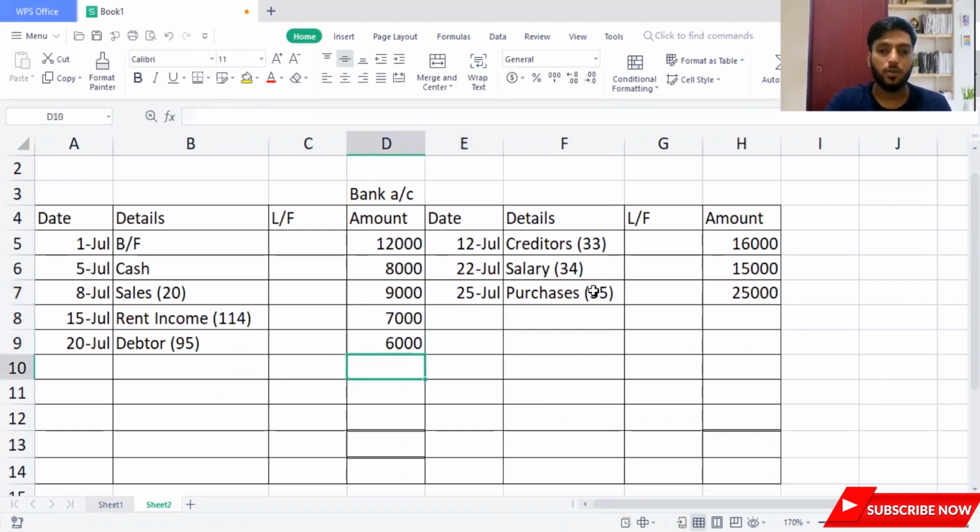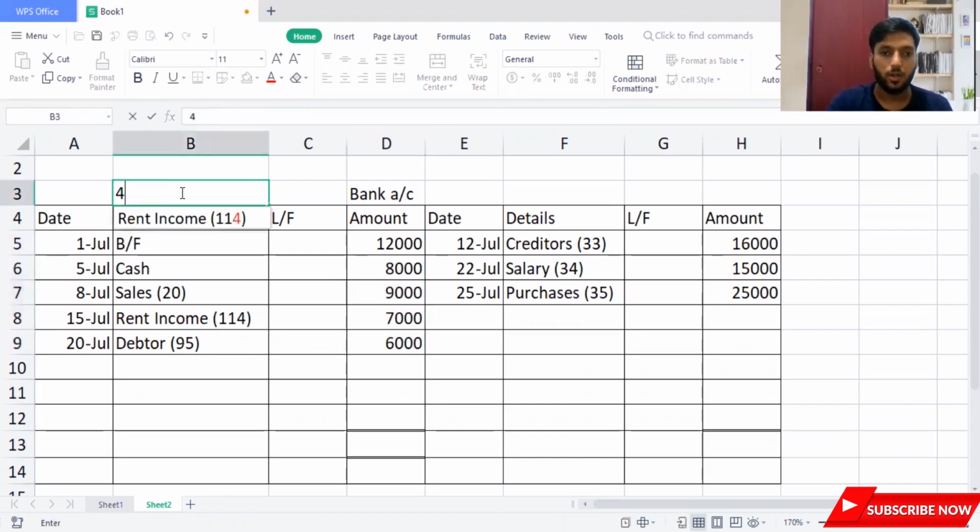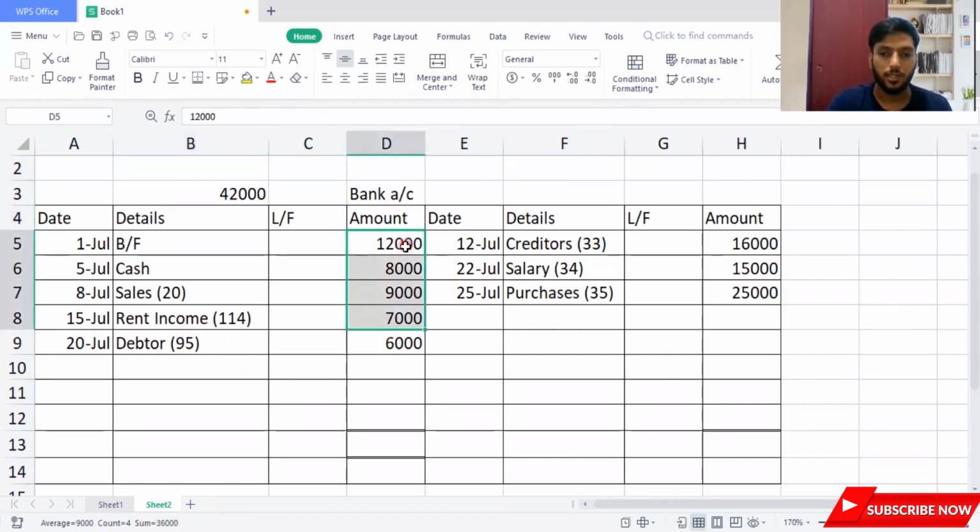Now I'm going to take the total value on both sides. You might see the debit value. What is the debit value? You can write here 42,000. I got the debit side as 42,000. This is the debit side, guys, I'm talking about. And 16 plus 15 plus 25 is 56,000, which means this side, the credit side, is higher than the debit side. So you should be very careful.